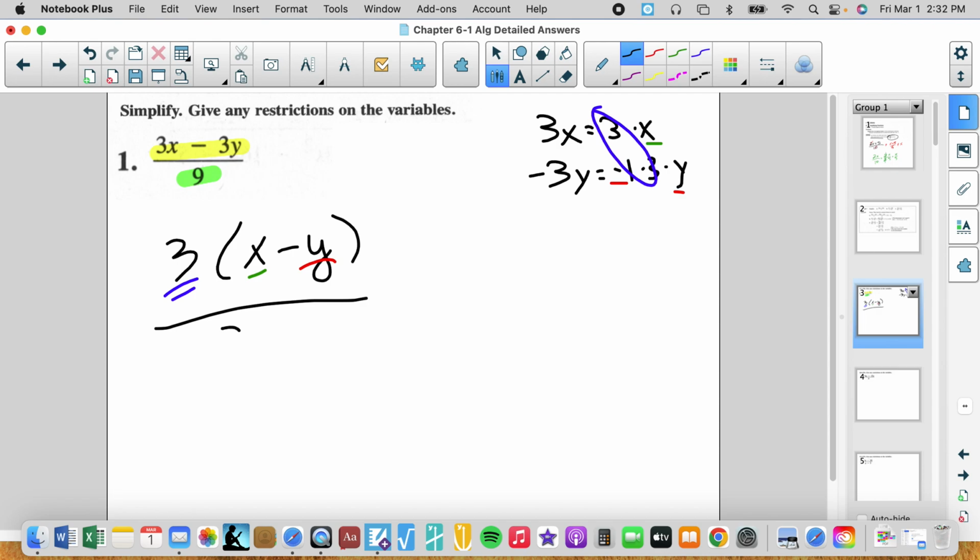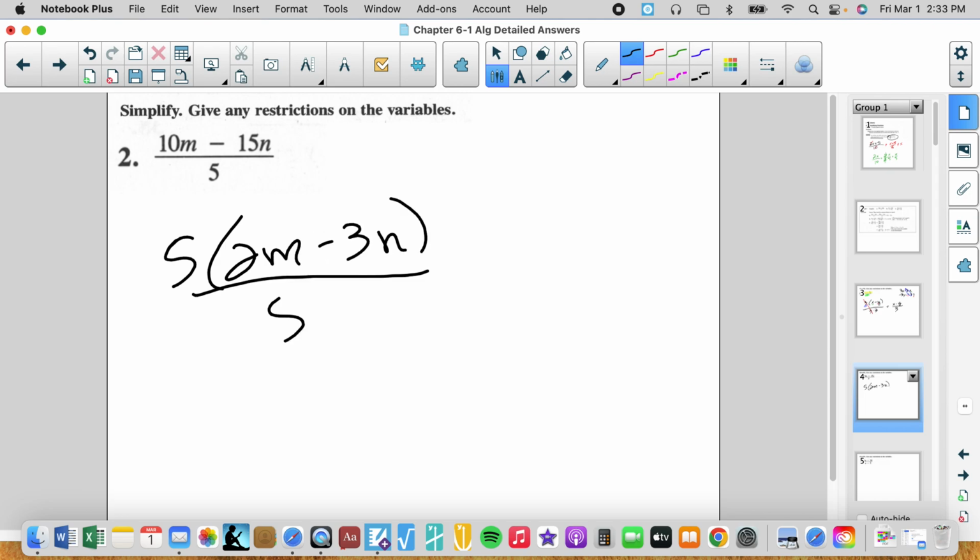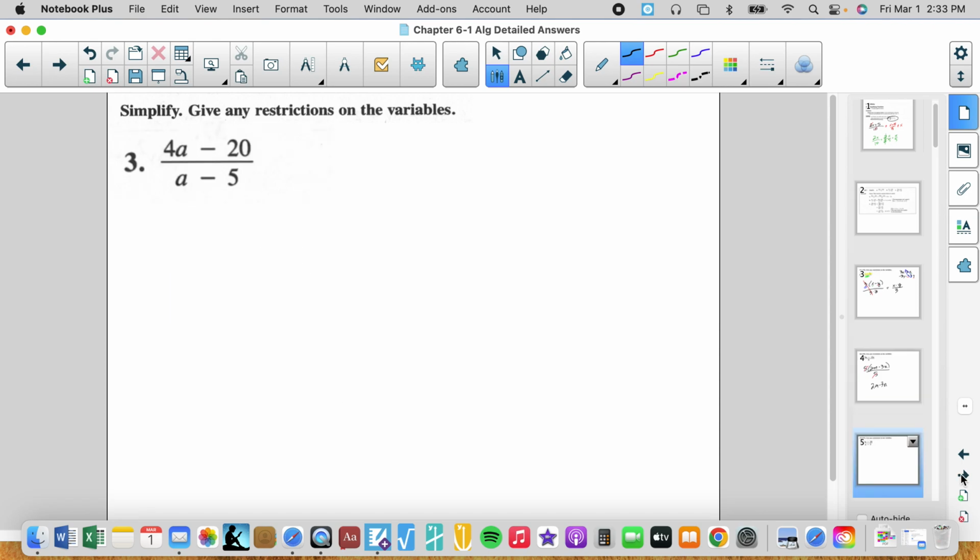And then 9 we can break into 3 times 3. You don't have to show that, and those will cancel. And so my final answer is x minus y over 3. And that's our goal here. So we're going to factor out a 5 from 10m. We get 2m minus 3n over 5. The 5's cancel. You're left with 2m minus 3n. Those are unlike terms, so we can't simplify that any further.